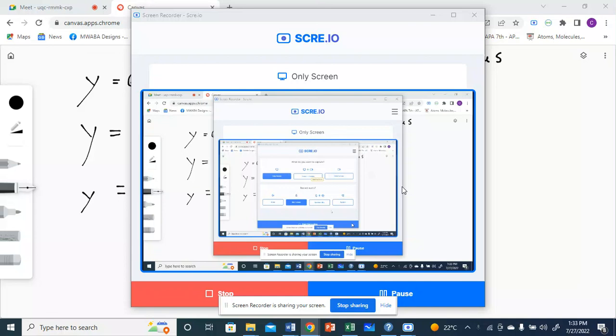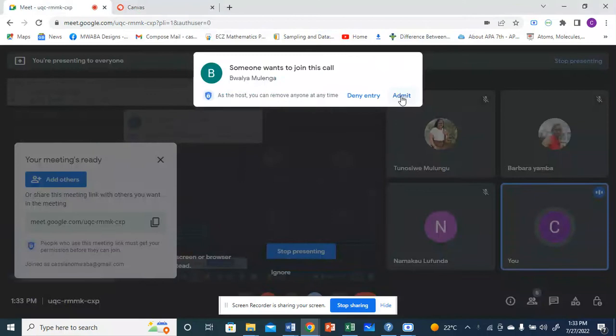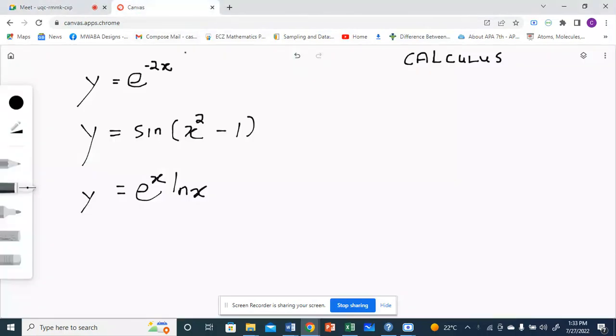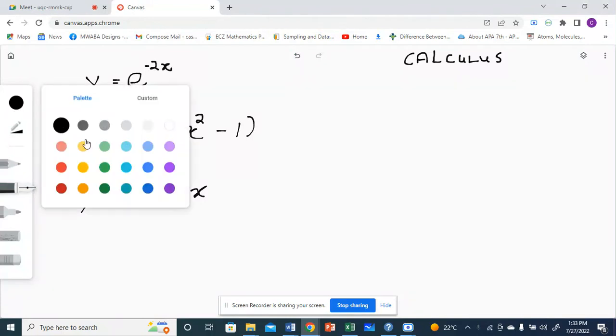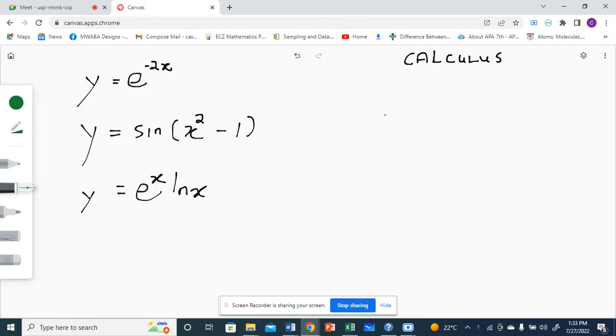Right, we're looking at calculus differentiation. This was on your quiz. The first one we have to differentiate is e to the power negative 2x. That's an exponential function. This is the rule for deriving exponential functions.